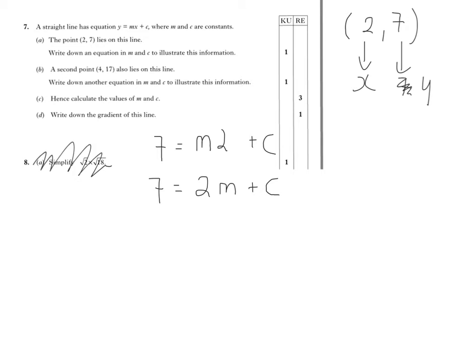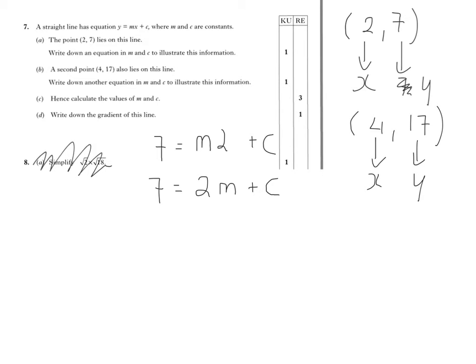Part B, a second point (4, 17) also lies on this line. Write down another equation in m and c to illustrate this information. Easy again, it's the same thing I've been asked to do, but this time where I see x, I'm going to replace it with 4, the x coordinate is 4. Where I see y, I'm going to replace it with 17, the y coordinate is 17.